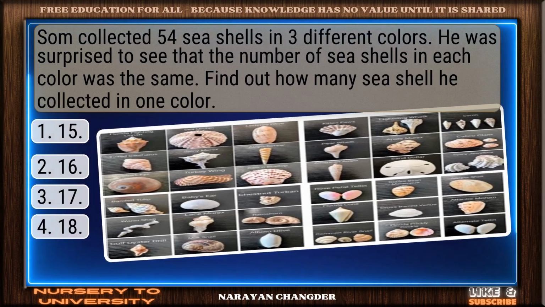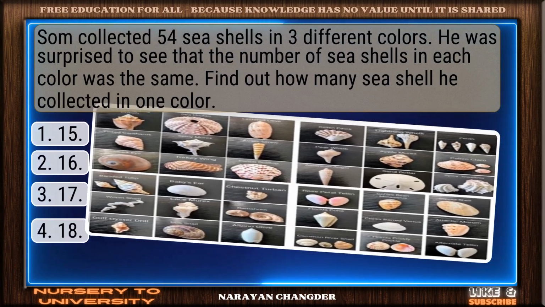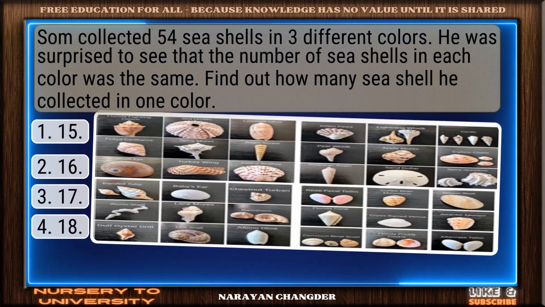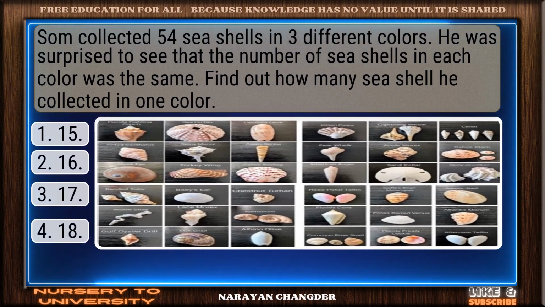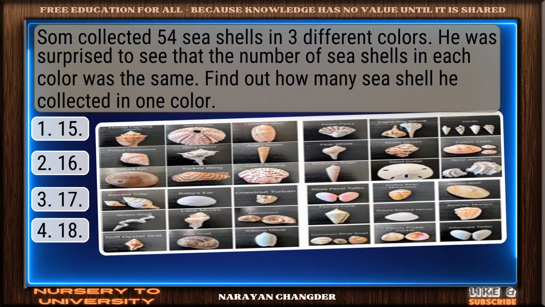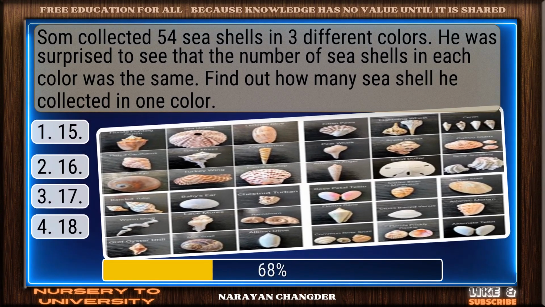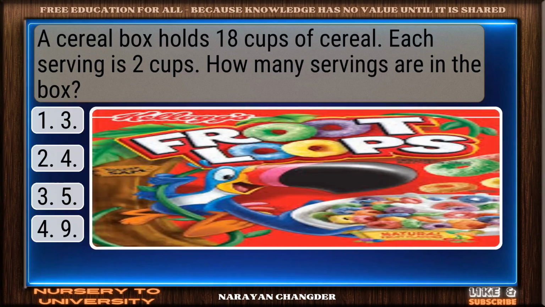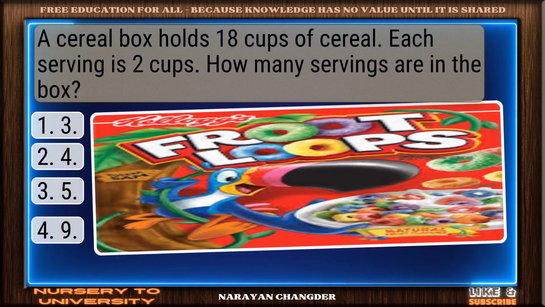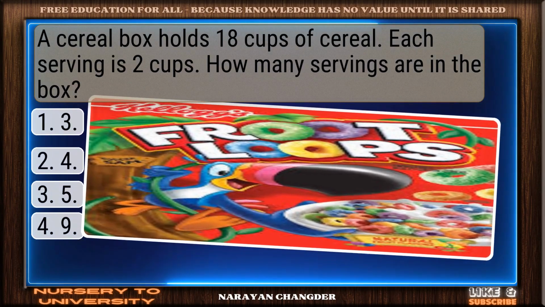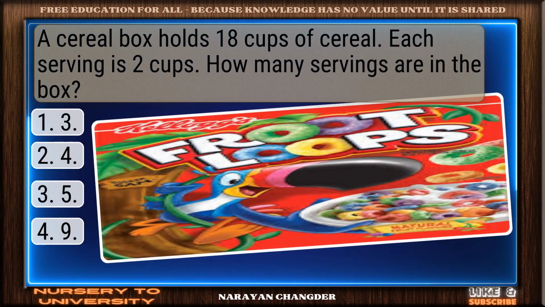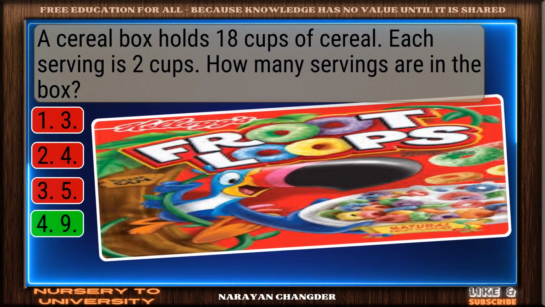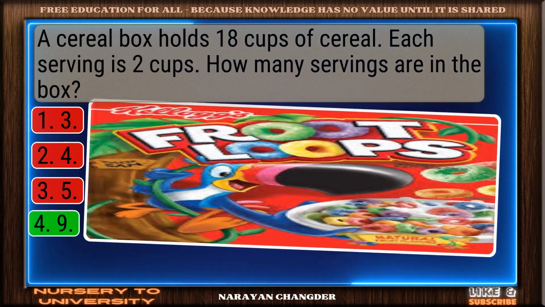Sam collected 54 seashells in 3 different colors. He was surprised to see that the number of seashells in each color was the same. Find out how many seashells he collected in one color. Sharp thinking. 18 is the right choice. A cereal box holds 18 cups of cereal. Each serving is 2 cups. How many servings are in the box? Right again. 9 is a valid answer.